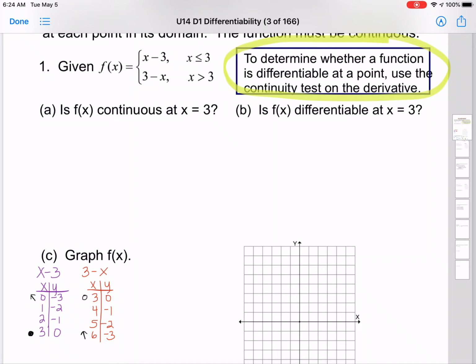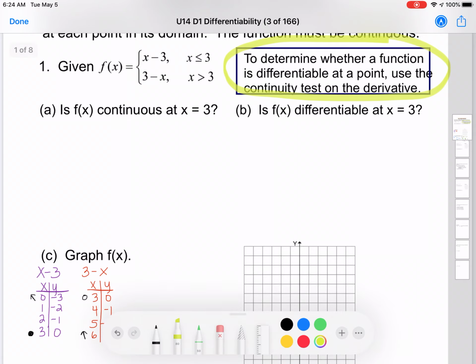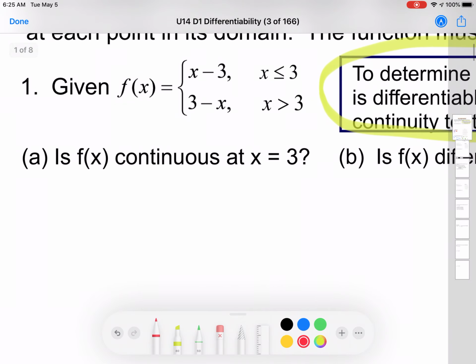So remember the 3 steps to continuity? The first thing we're going to do is see if a function value exists. So let's see if a function value exists for f of 3. I have to go up and use the appropriate domain. The domain I would use for this would be x is less than or equal to 3. So I'll plug 3 in right here, and I wind up with 0. So a function value does exist.